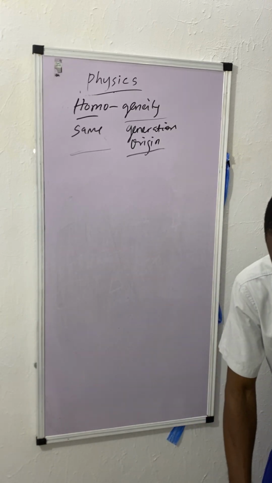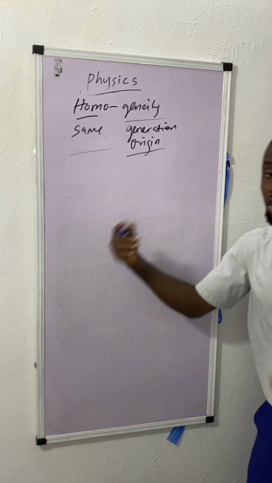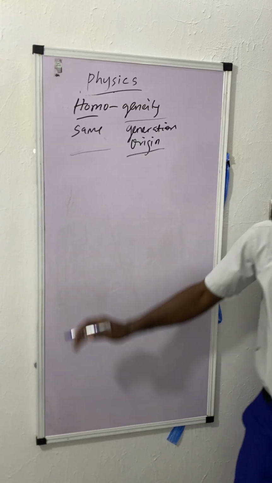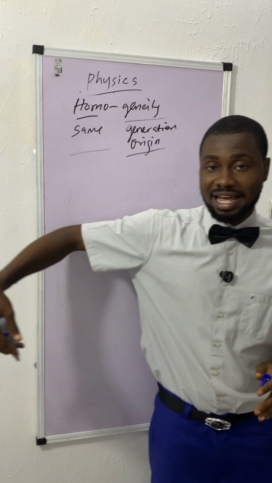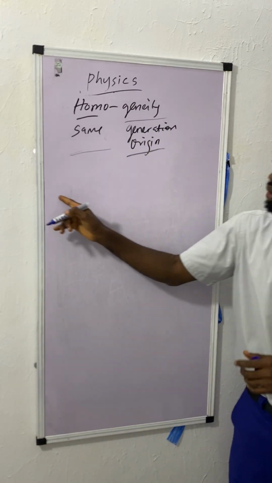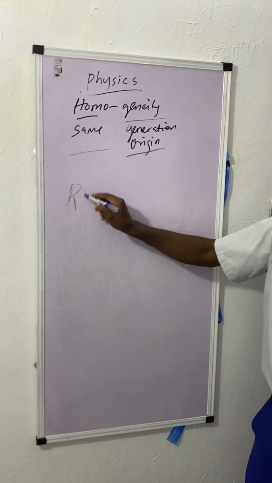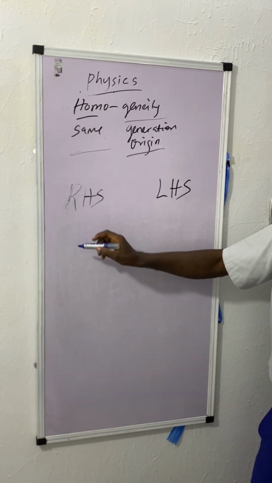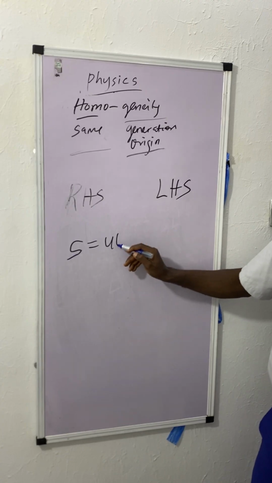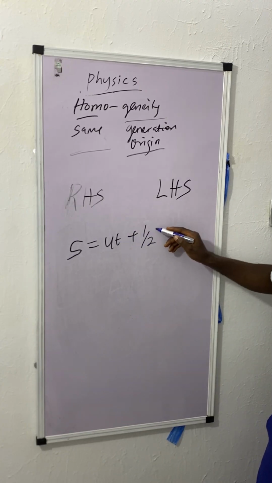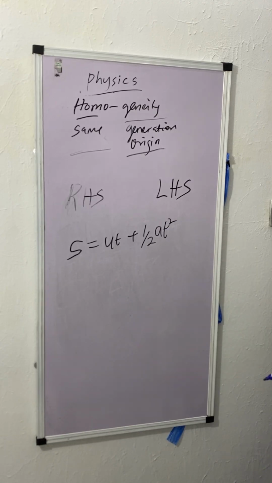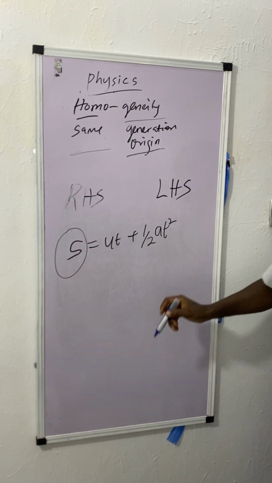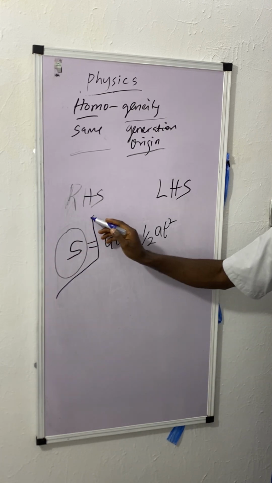How do we prove that? For example, in every equation in physics, we have a left-hand side and a right-hand side of the equation. Since we are using this board as a sample, here is the right side of the board and here is the left side of the board. So let's say we use this equation, the second equation of motion, S equal to ut plus 1/2 at squared. So this one is the value.